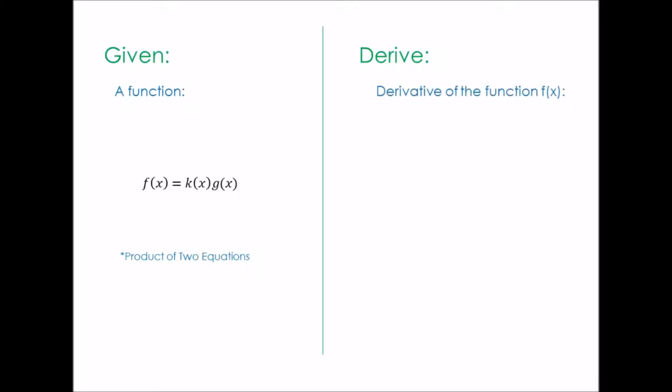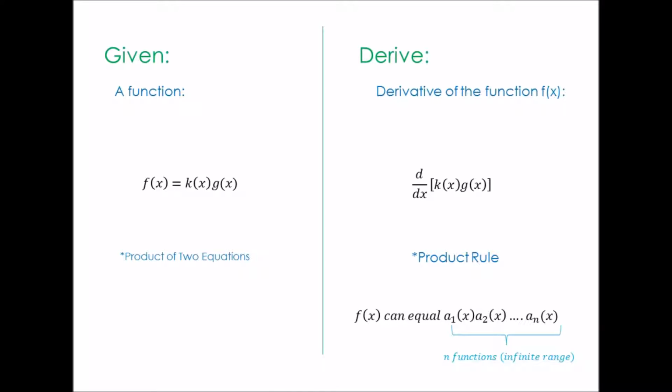So given a function f of x equal to k of x times g of x, a product of two separate functions, we want to derive the derivative of this function, or in other words, we want to derive the product rule. Keep in mind though that although the product rule only takes into account a function that is a product of two separate functions, it can still work on a function that is a product of many more functions, as we can apply the product rule on top of the product rule on top of the product rule as many times as necessary. The idea behind this you will see in part 2 of my examples video. So moving on.